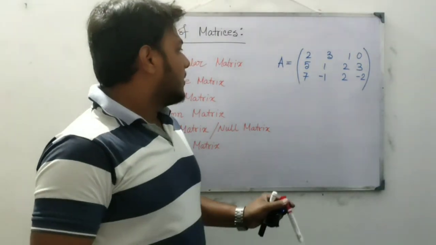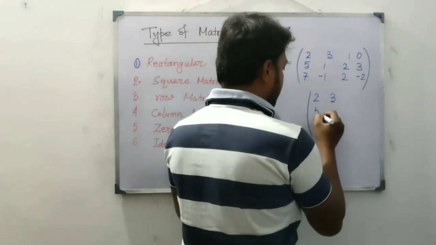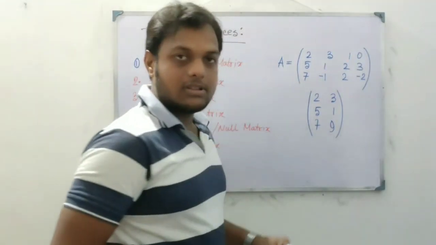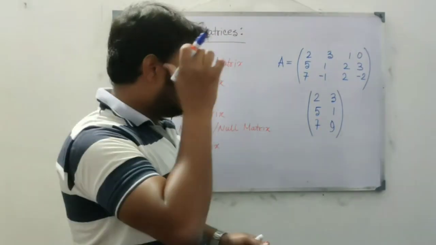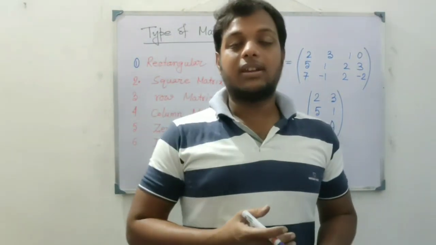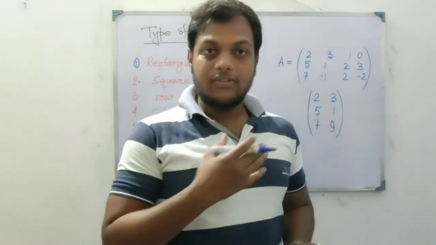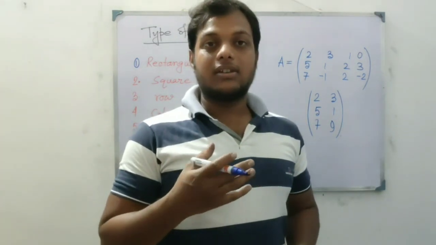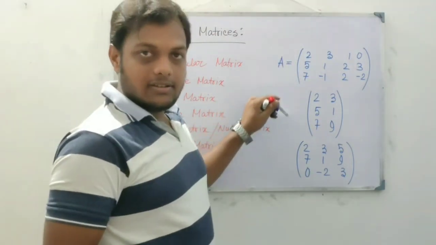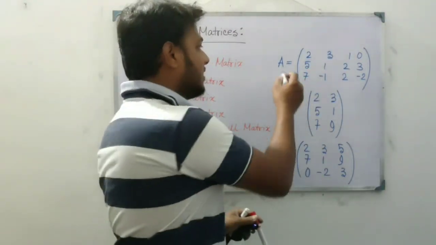If we consider one more example, 2 3 5 1 7 9, this is also a rectangular matrix. So this can't be a definition, that the shape of the matrix is like a rectangle. You have to give the definition by using the concept of order. I have considered here 3 matrices. The first one is like the shape of a rectangle, so this is a rectangular matrix.